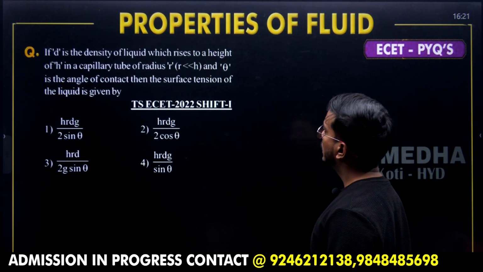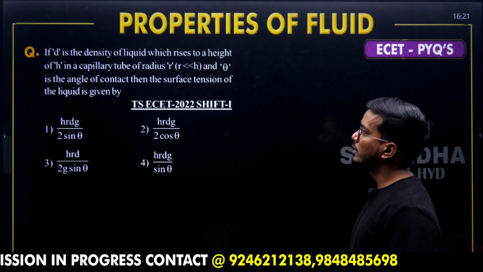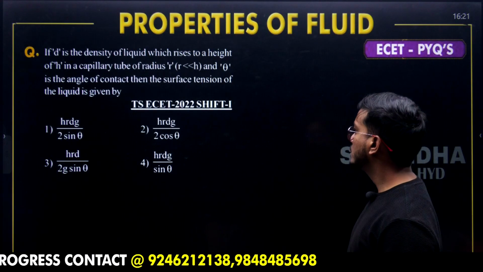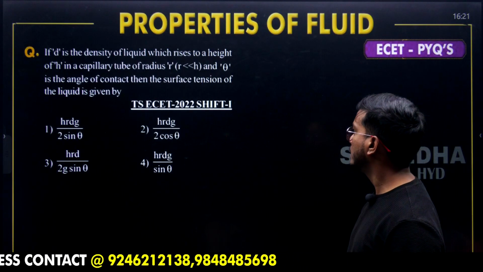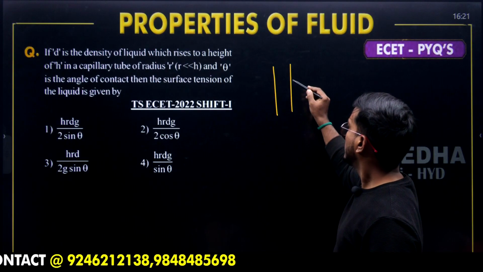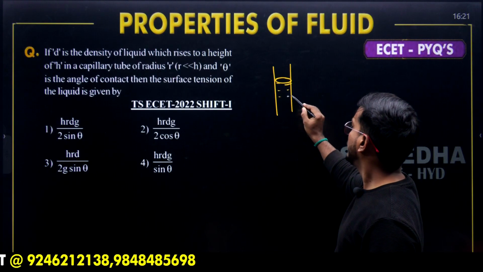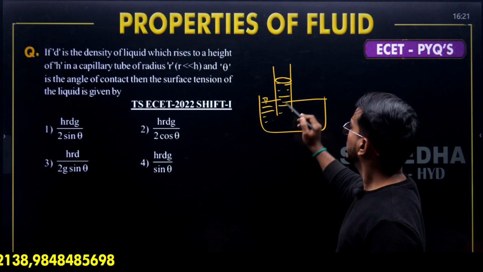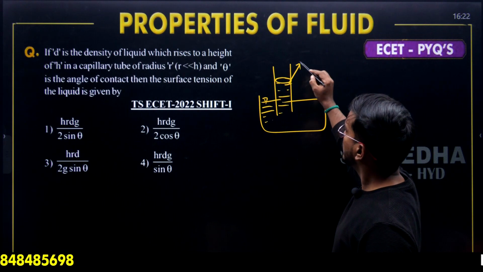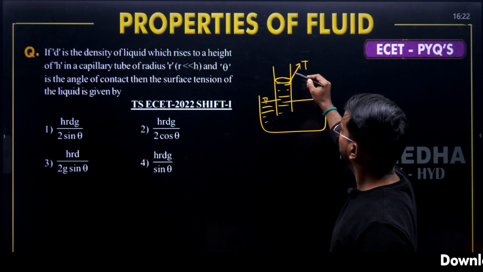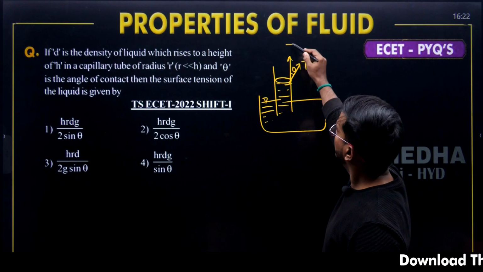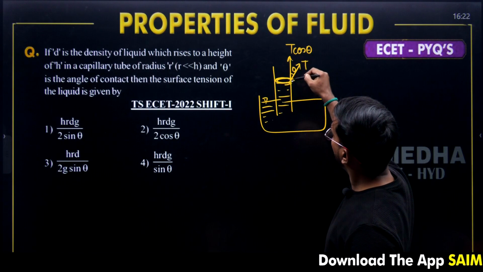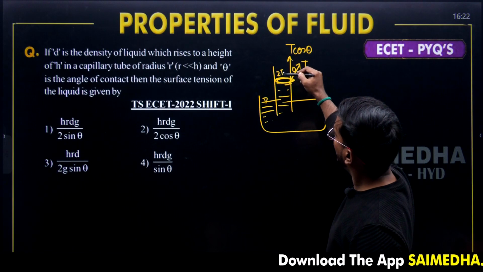If d is the density of the liquid that rises to a height h in a capillary tube of radius r, this is the direct formula for the surface tension in terms of capillarity. If there is a tube having some fluid, this fluid is going to maintain its height due to surface tension. Let's say here the surface tension is T at an angle of theta. So the vertical upward force will become T cos theta for a circular length. What is the circular length? It is 2 pi r.